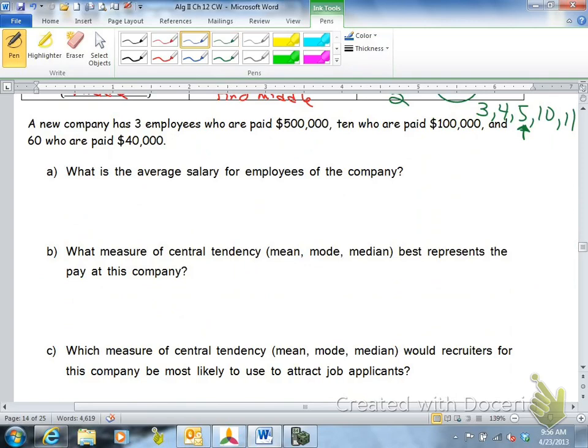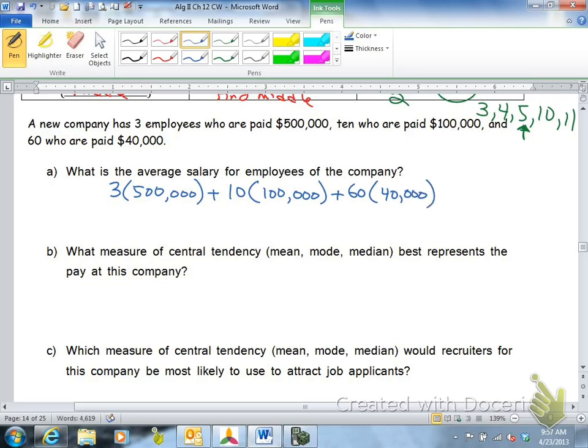Now we could do this the long way and do 500,000 plus 500,000 plus 500,000, and then 10 of these, plus 100,000 plus 100,000 plus 100,000 plus 100,000 plus 100,000 plus 100,000, and keep going. I don't want to have to do that. So a much faster way, you could say 3 of them make $500,000 plus 10 of them make $100,000 plus 60 of them make $40,000.